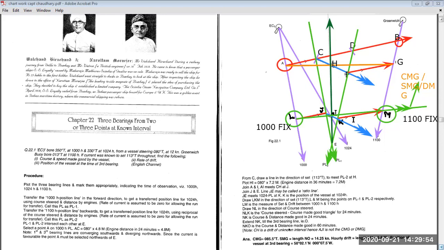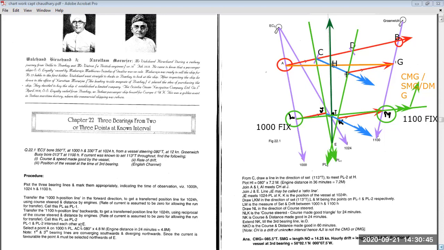We can measure from the chart. And from J, we transfer the course to steer to point L, wherever it cuts the first PL, and that is our 1000 fix. In this question, we are asked the course and speed made good by the vessel. So from L to M is our course made good, speed made good, and the distance made good. So just quickly, read the procedure: we transfer the 1000 and 1024 positions using the course and distance, and transfer the 1100 position to get the transferred position line for 1024. So we transfer all three position lines to 1024 to get a common intersection point. That is our main aim.